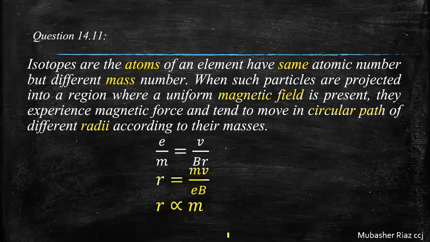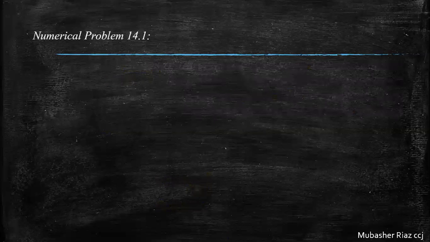So these are short questions of chapter number 14. Now, numericals of chapter number 14. Numerical number 1. Find the value of magnetic field that will cause a maximum force on a 20 centimeter straight wire carrying a current of 10 amperes.